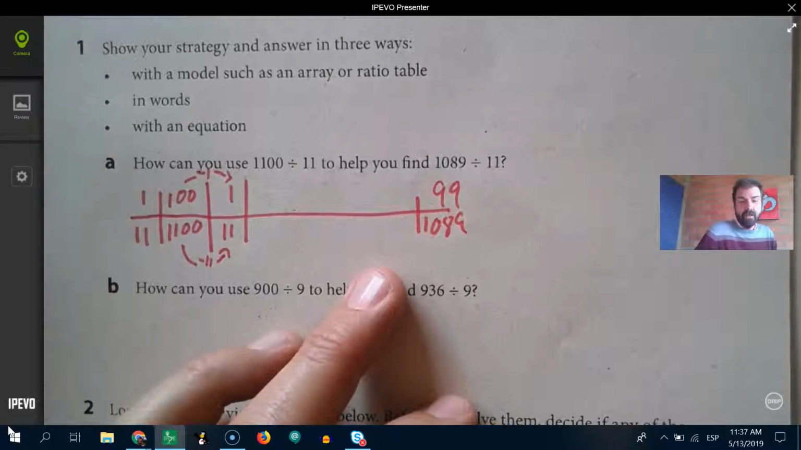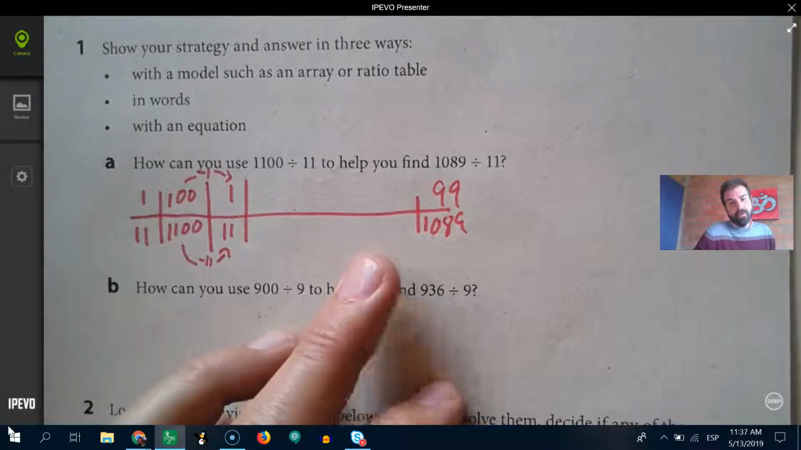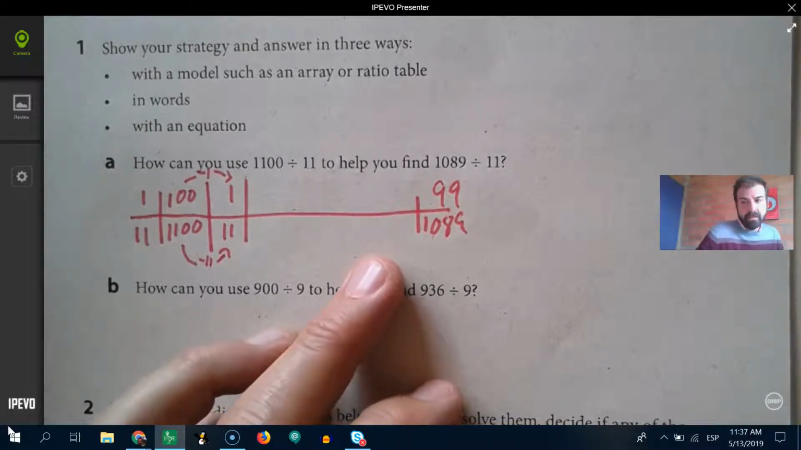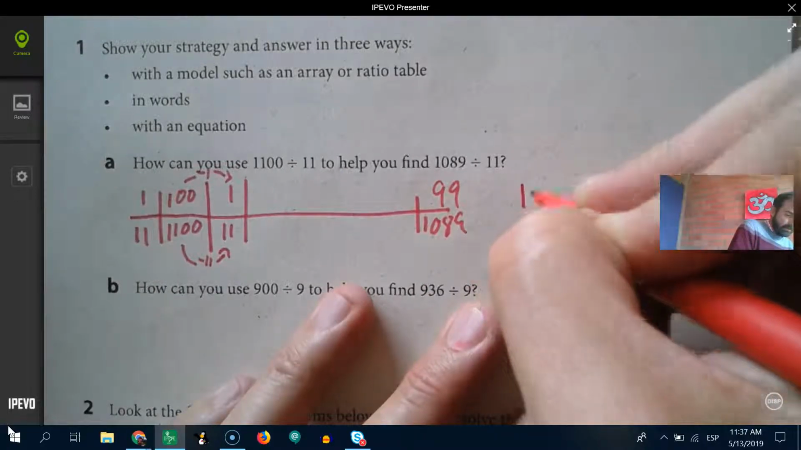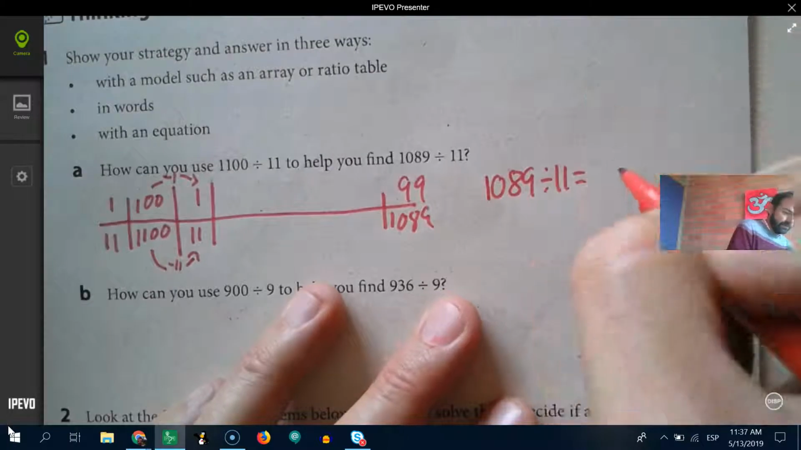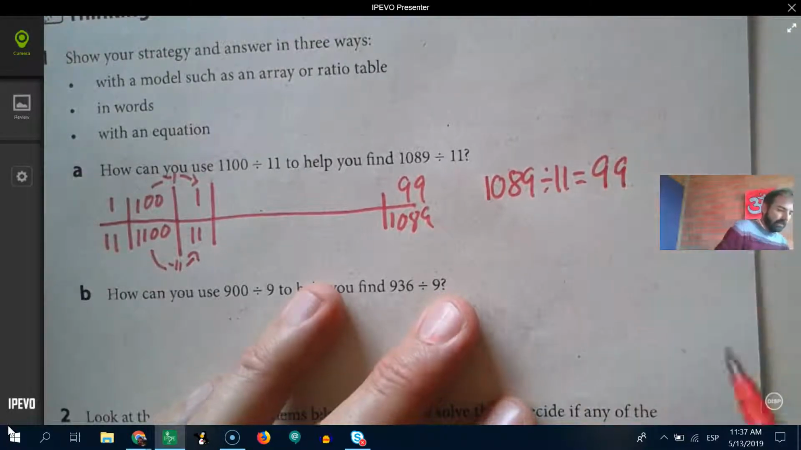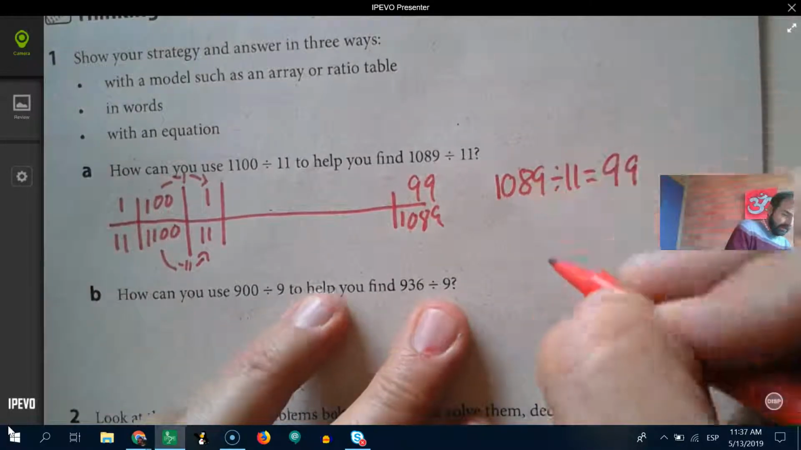So it should say something like 1,100 divided by 11 is 100, because 100 times 11 is 1,100. And if we take one group of 11 from 1,100, it leaves us with 1,089. So our answer is 99. So the equation that we should have here is 1,089 divided by 11 equals 99.